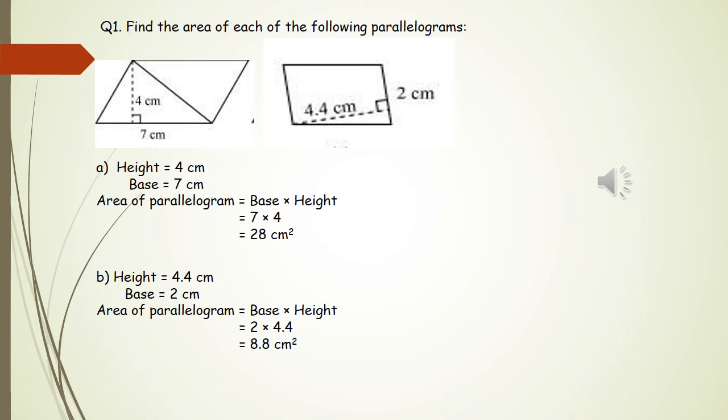In the second figure, height is given 4.4 centimeter and base is given 2 centimeter. So area of parallelogram is equal to base into height, that is 2 into 4.4, that is 8.8 centimeter square. So once again the same logic is applied, that when we are taking 2 centimeter as base, the perpendicular drawn from the opposite vertex will be its height, that is 4.4 centimeter.